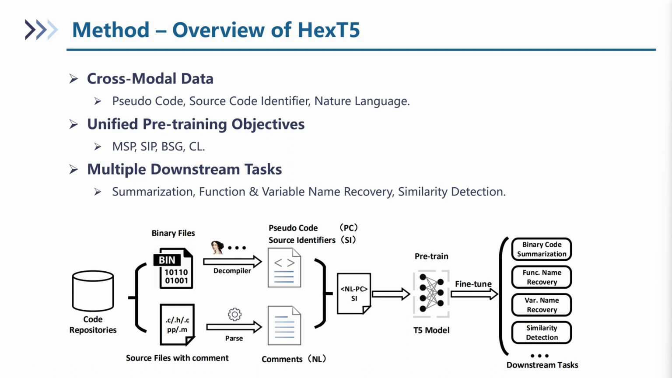We also collect a new large-scale, well-formatted dataset (NSP) for our pre-training tasks and downstream tasks. The NSP dataset contains cross-modal data, including decompiled code, natural language, and the identifiers from the source code. HexT5 employs 4 pre-training tasks, which we will briefly introduce later. And our pre-trained model can support multiple downstream tasks well.